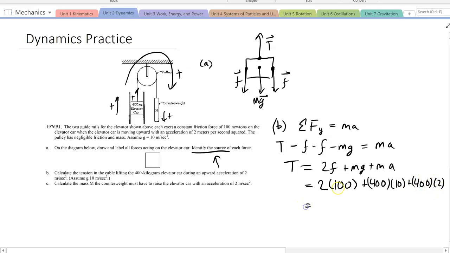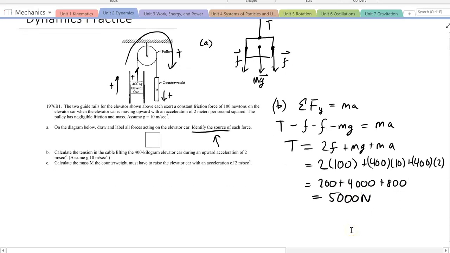And then we just sum this up. We get 200 plus 800, or no, not 200 plus 800, we get 200 plus 4,000 plus 800, which is equal to 5,000. So the tension is 5,000 newtons. This is part B, not too difficult either.